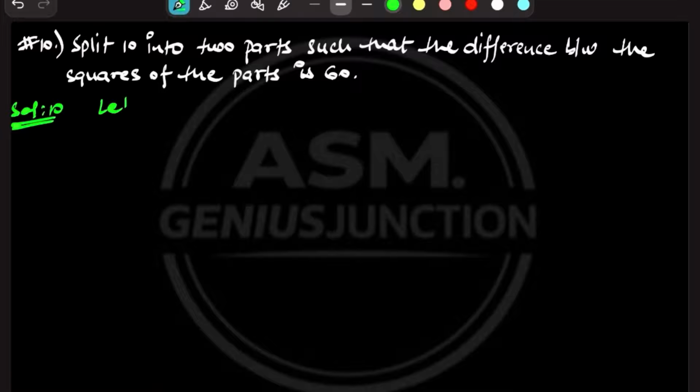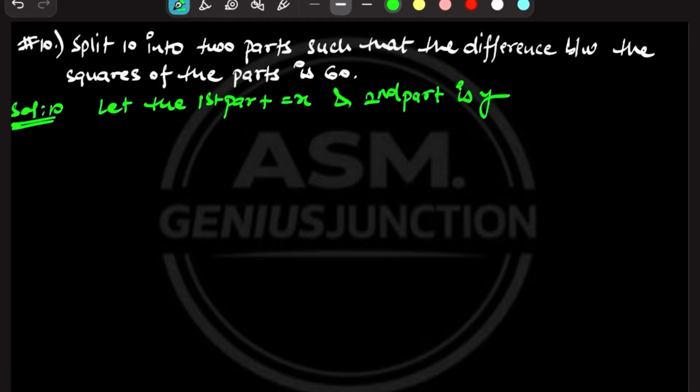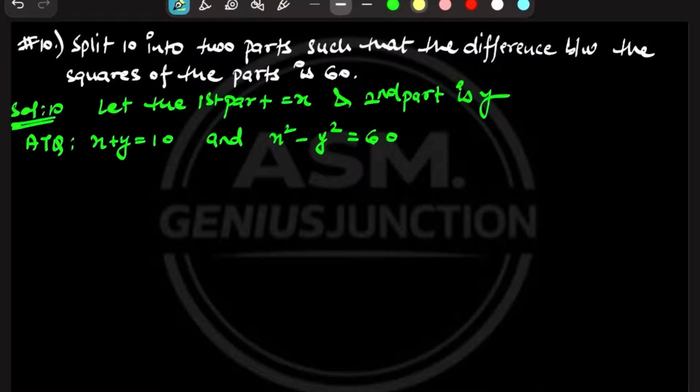Let the first part be x and the second part be y. Since we have assumed that the first part is x and the second part is y, according to the question, if I add both of them I should get 10, and if I square both of them and then subtract, I should get 60. So presently I'm having two equations. This is your first equation and this is your second.